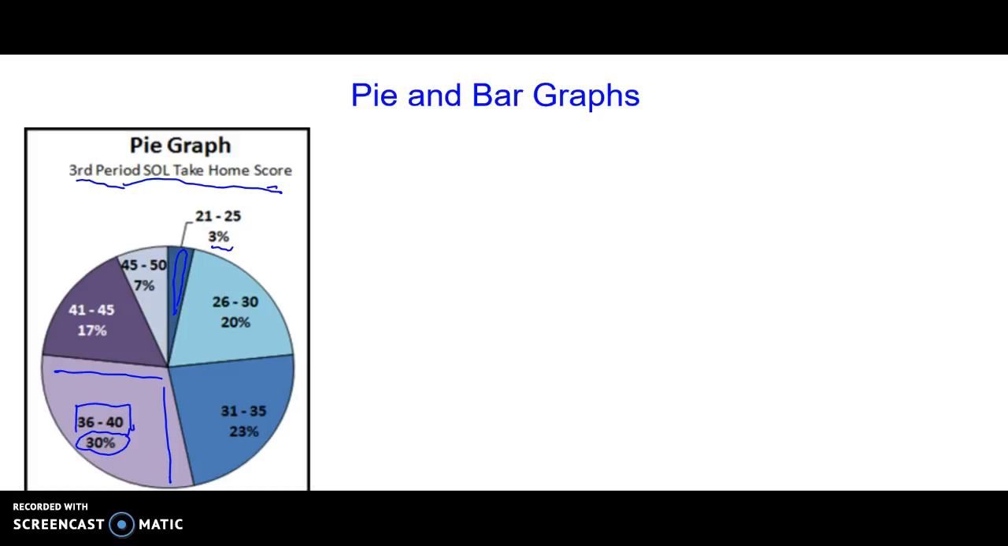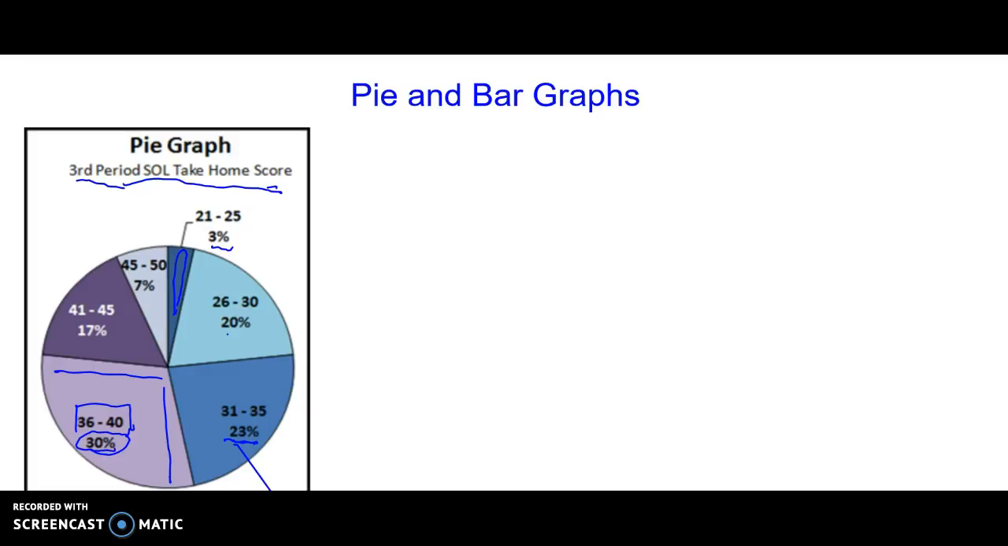But we do know the percentages so that we can compare and look at scores and say, for example, that 30% of the class is between 36 and 40, and 23% of the class is at 31 to 35. And so if, for example, everyone who scored 31 or higher received an advanced score, then we could say that 53% of the students received that score by simply adding together 23% plus 30%.